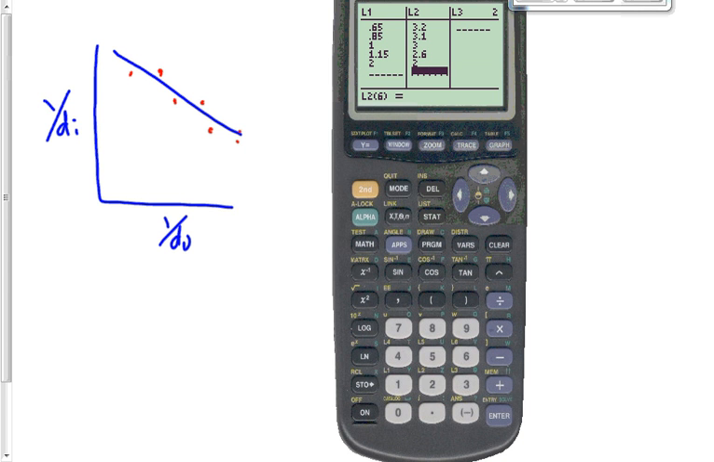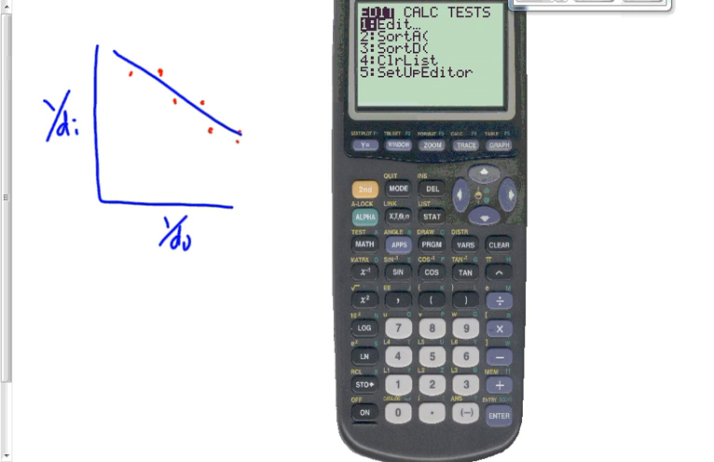We're ready to plot this graph. You know what? That's a lot. We're not going to plot this graph. All we're going to do is get the statistics for it. It's stat, and we're going to count over to option 4, and press enter. Press enter again.